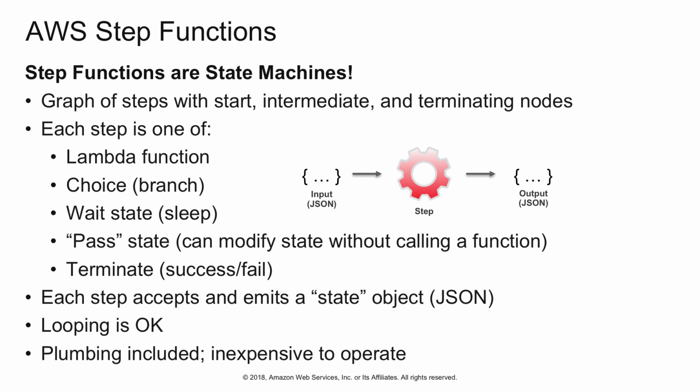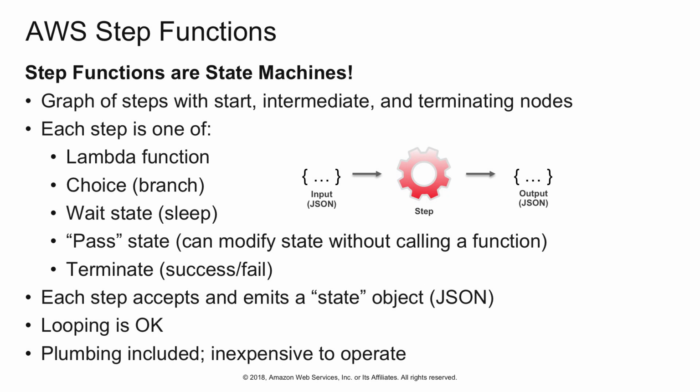Each step can be one of the following. It can be a Lambda or remote function invocation. It can be a choice, which is basically a branch, a wait state, which is a sleep, a pass state, which can modify the actual state object without invoking a function, or a terminate state. And terminate states can be either succeed or fail. Each step in the process accepts and emits a state object, which is basically, for all intents and purposes, JSON.